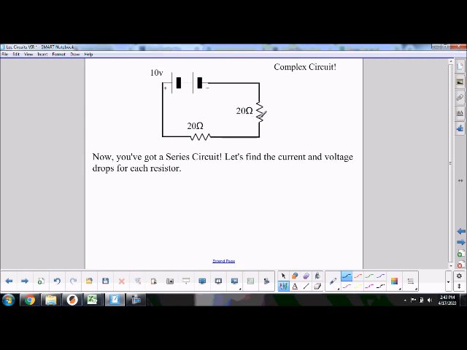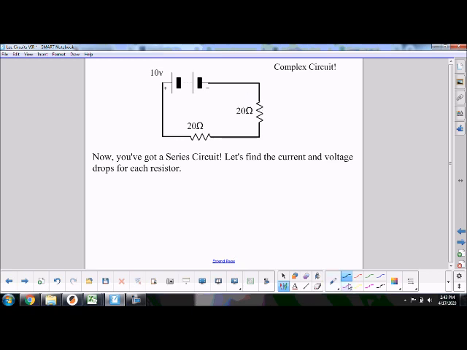So now that's the equivalent of 20 ohms. Now looking at it, oh, we've simplified it. Now you hopefully see the next step. Oh, we've got a 20 ohm here and a 20 ohm here. They're in series with each other. So therefore, we could combine those two resistors.